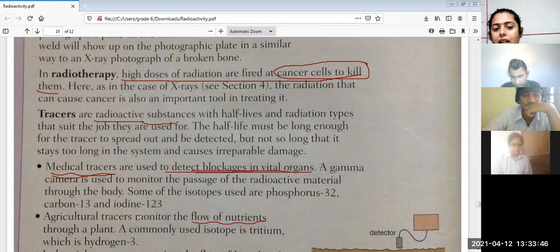It can be agricultural tracers also. Like in a plant, if the functioning is not going on well and you're not getting the proper output, you can check the flow of nutrients through that plant by using the tracers. Fine.